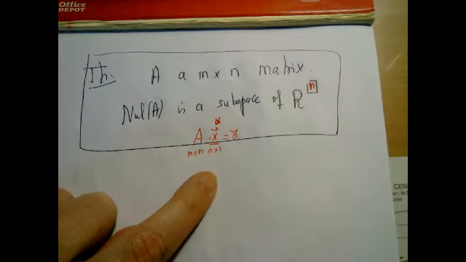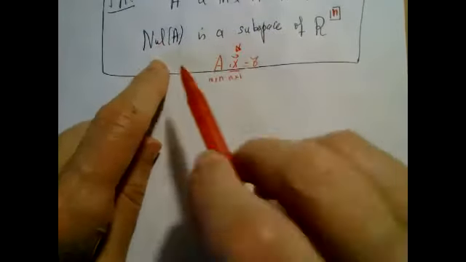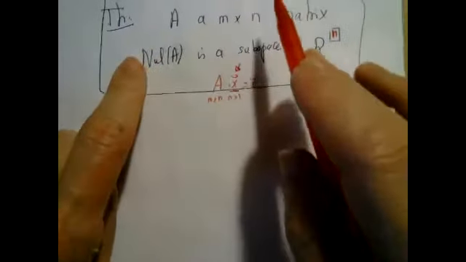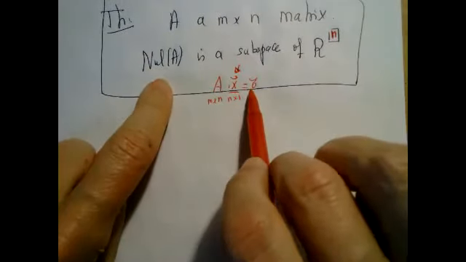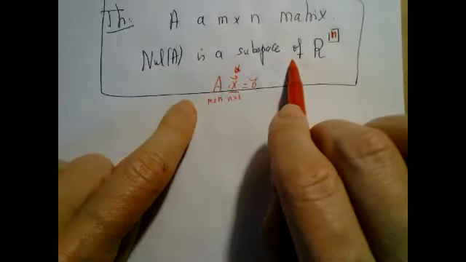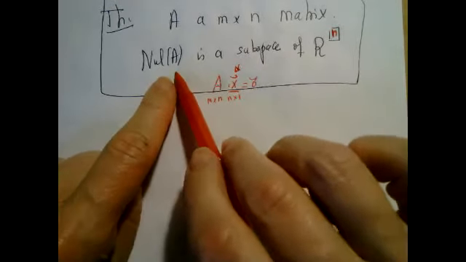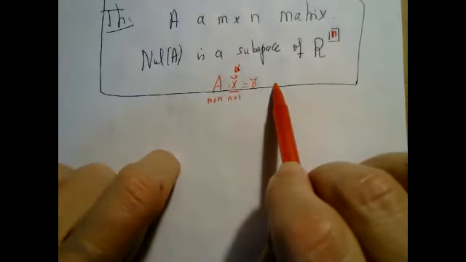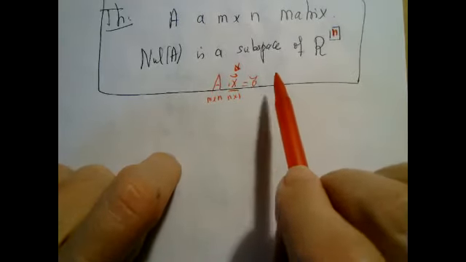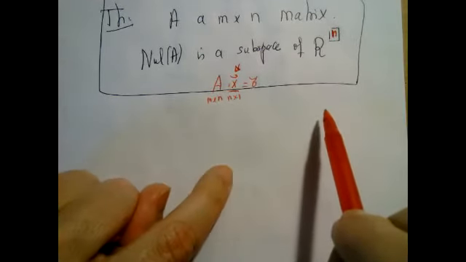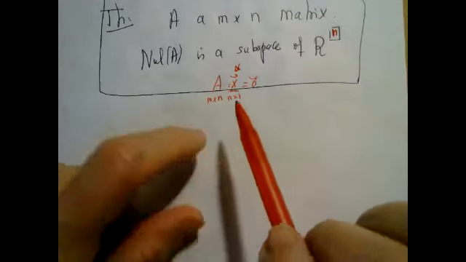So it's a subspace of Rn, which means that if I give you two solutions of the homogeneous system, Ax equal to 0, their sum is also a solution. That's what it means to be a subspace. If I give you a solution and if I scale it, then C times the solution will also be a solution of the homogeneous system.